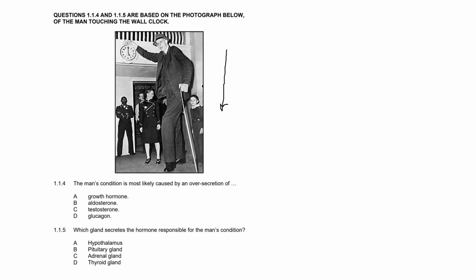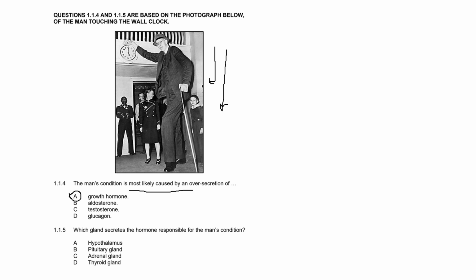So they are saying the man's condition is more likely to be caused by an oversecretion of what? That's the growth hormone. Remember, growth hormone can cause either giantism or dwarfism. This one you're having here is a giant. So if growth hormone is high, then you become a giant, but if growth hormone is low, you become a dwarf. So this one is a giant, meaning the hormone is the growth hormone.